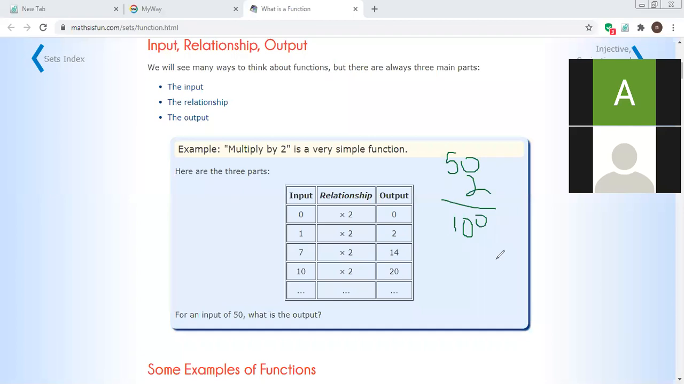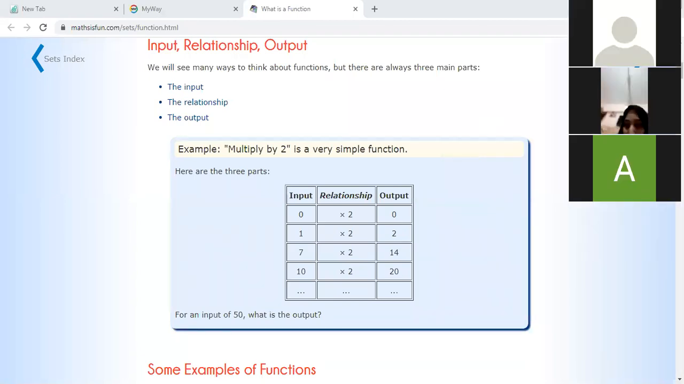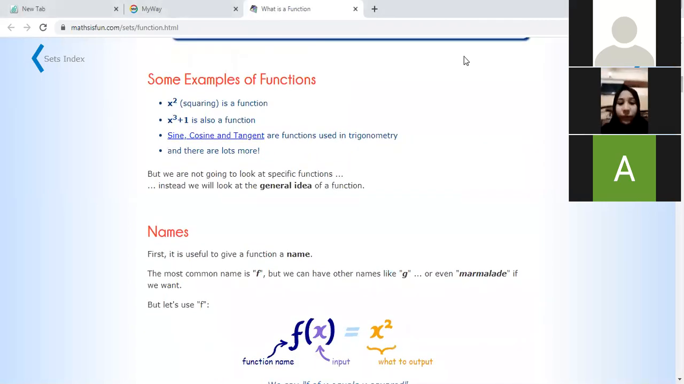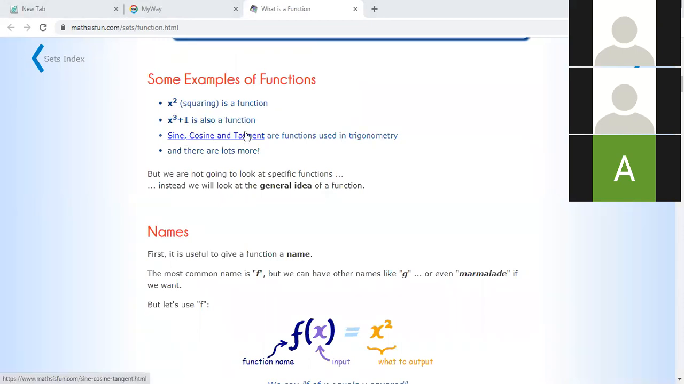Okay. Now the next topic we have is further functions. A very easy topic, class. Try to understand it. Examples of functions are, class, listen to me very carefully. Squaring is a function, like x square is a function example. x cube plus 1 is also a function, okay? And trigonometric functions we will not discuss.